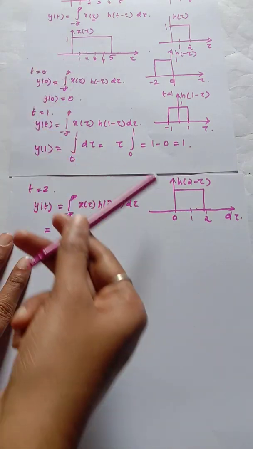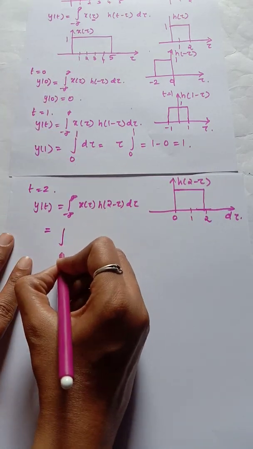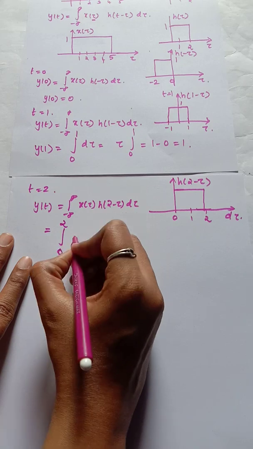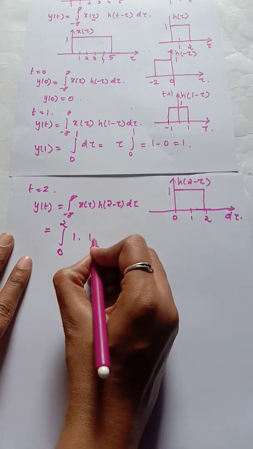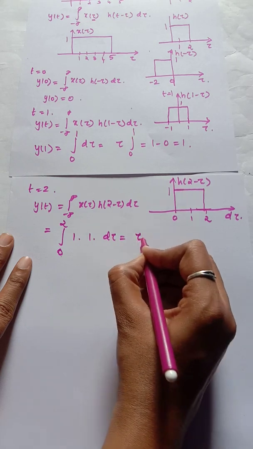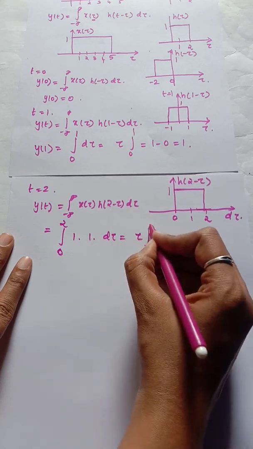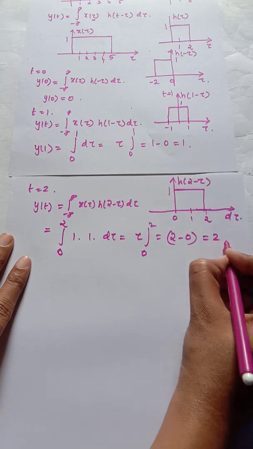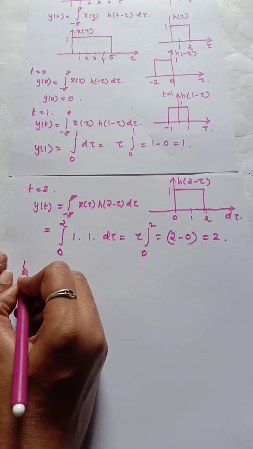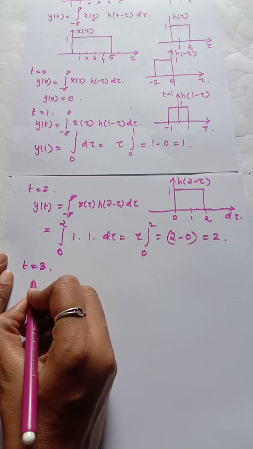Now see the common part, the integral is from 0 to 2, x of tau is 1, h of t minus 1 amplitude is 1, so 1 into d tau. So when you integrate this, you will get tau from 0 to 2. So 2 minus 0, applying upper limit and lower limit, you will get 2. Next, similarly, substitute t equal to 3.